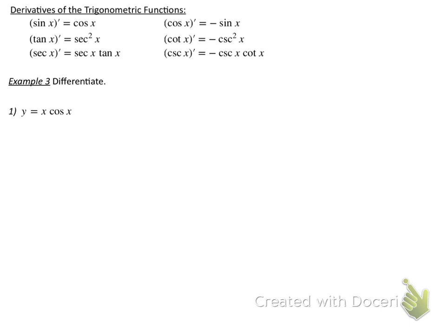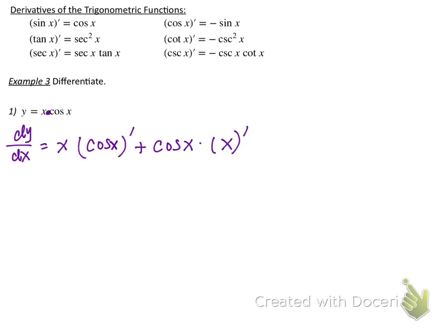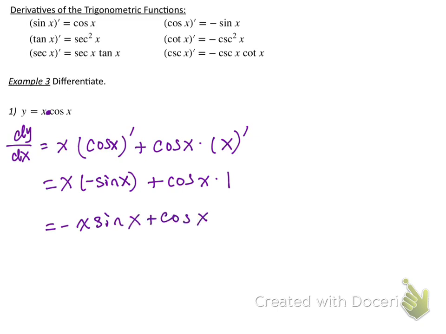So for this function, it is actually a multiplication at the end, which means you are dealing with a product. And when you deal with a product, use the product rule. dy/dx will be the first factor times the derivative of the second factor plus the second factor times the derivative of the first factor. Then cosine x gives me negative sine x when taking the derivative, and the derivative of x is 1. So I'm having negative x sine x plus cosine x.